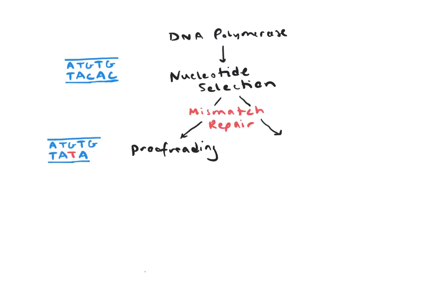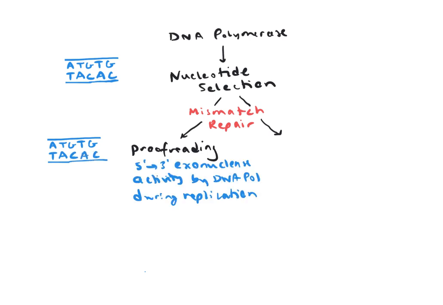Now, if the wrong base is incorporated during polymerization, the DNA polymerase can use proofreading activity. So in this case, it would detect a distortion in the helix and then use its exonuclease activity to remove a few back and then try again. And then hopefully this time it is correct. So again, this is a form of mismatch repair during replication.